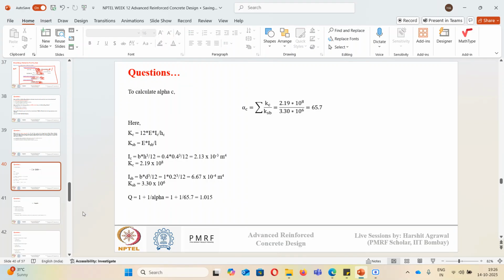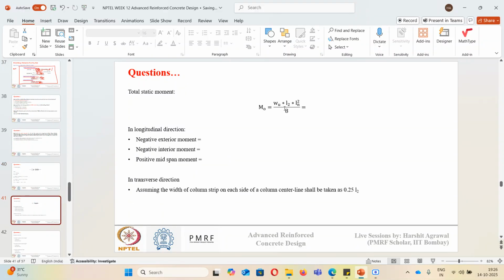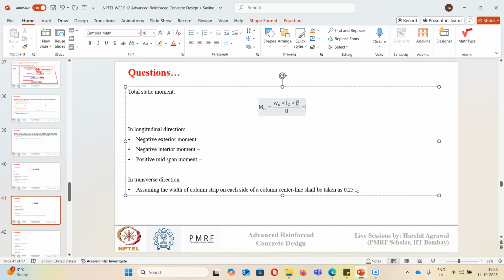Okay, now from this we can determine the total static moment. So wu is given to us as 12, L2 is 7.5, ln will be 6 minus 0.4. We know ln is the clear distance of the slab, so we need to subtract the dimension of the column, so that's why 6 minus 0.4, squared, by 8. So this value will come out to be 305.8 kilonewton meter per meter width of the slab. Okay, so we know the total static moment.